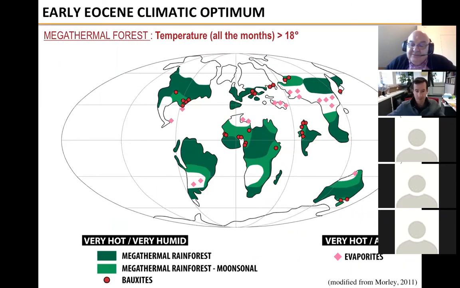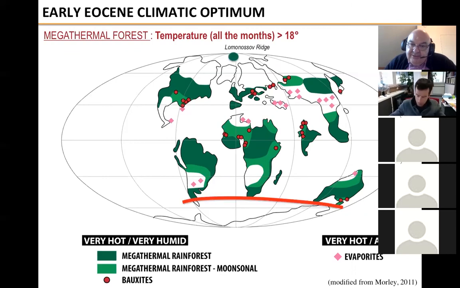If it's something that I really like. So this is a compilation that was made by Morley based on pollens and woods, of the distribution based also on the bauxites, on the evaporites, for the early Eocene and the distribution of the famous megathermal forest. That implies that during all the months of the year, the temperature has to be higher than 80 degrees.